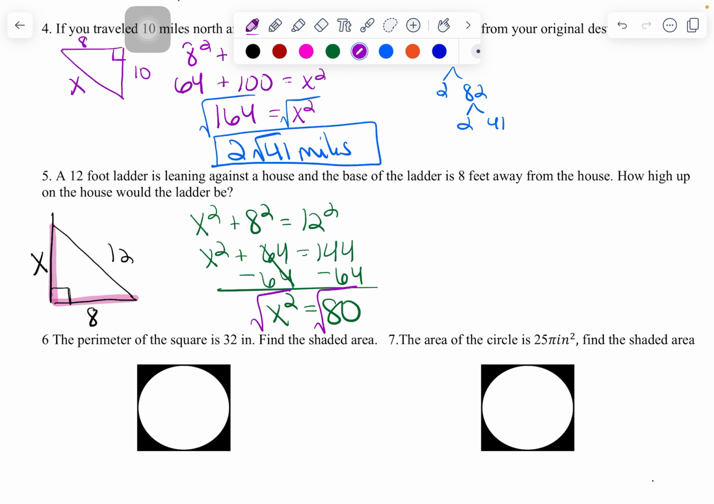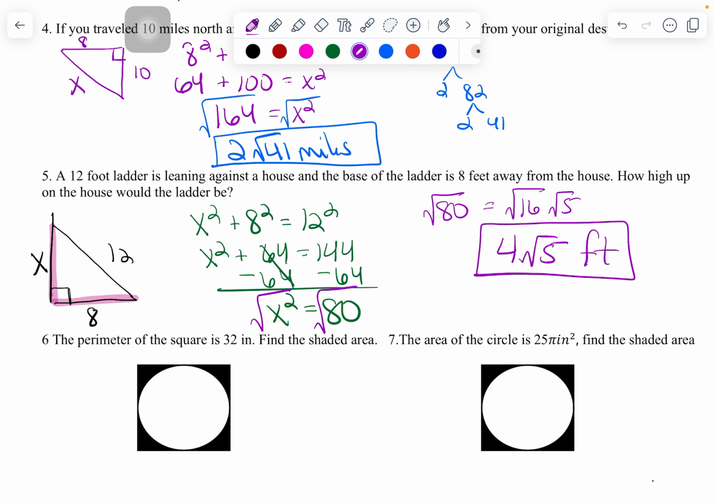Feel free with any of these problems where I'm using perfect squares, if you do factor trees, please do the factor trees. I promise you they will work. You've been using them for a while, so go ahead and do those. But for me, I'm going to do the square root of 80 is the square root of 16 times 5. Square root of 16 is 4, root 5, and this would be feet for our units.